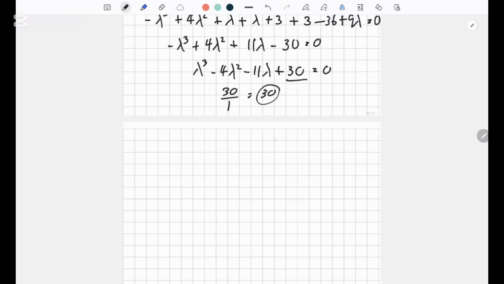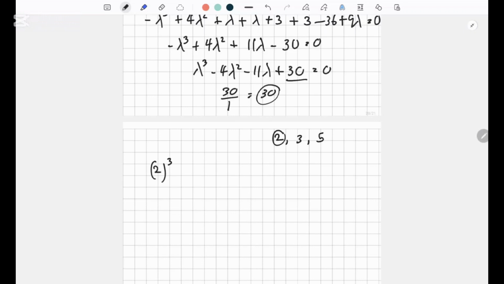So what you can do with 2, 3, 5 is you select the smallest number, okay? You substitute 2 into lambda and see whether you get 0. If you get 0, then 2 is a factor. Always go for the smallest value, right? So if 2 doesn't work, try minus 2, because that might work too. So let's try 2, okay?